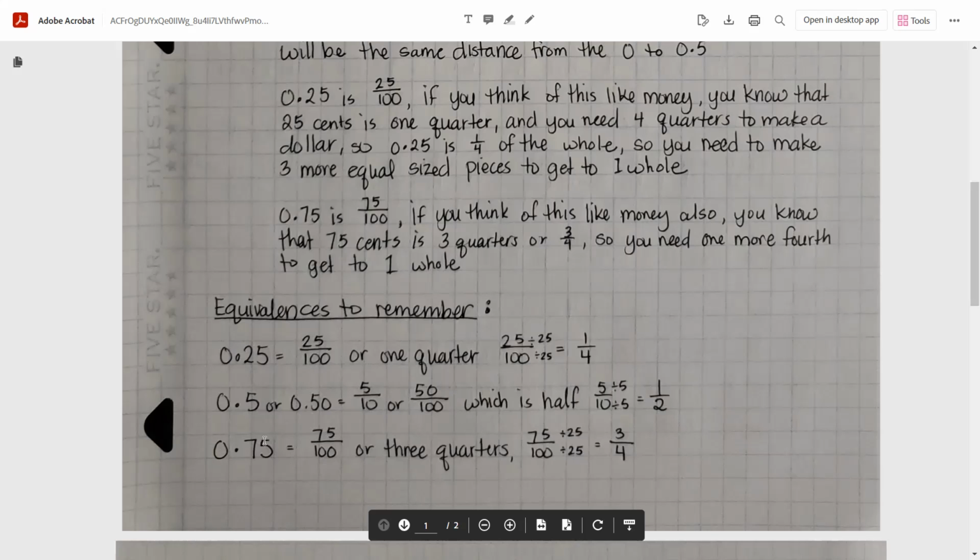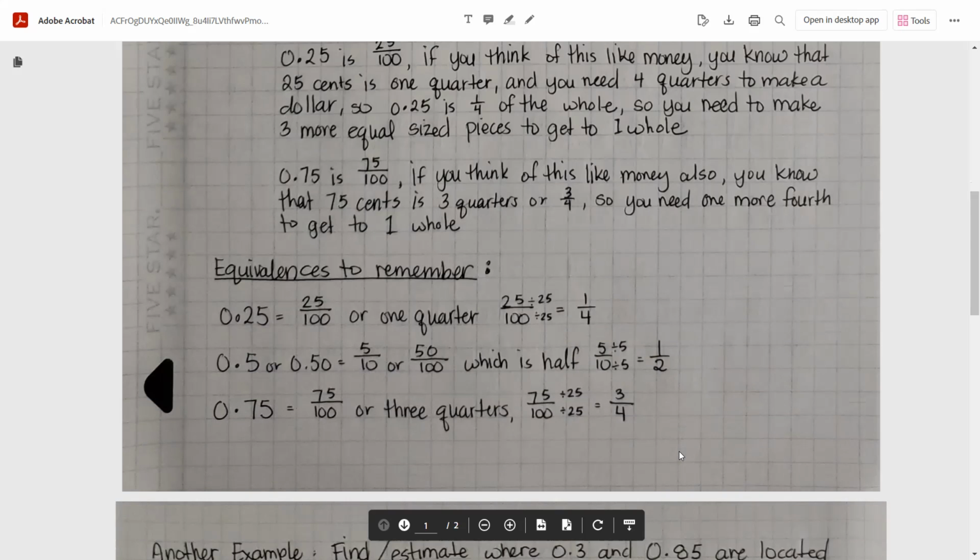And 0.75 or 75 hundredths is 3/4 of the way. We know this again because we can simplify this fraction. 75 and 100 are both multiples of 25. So I can divide numerator and denominator by 25. 75 divided by 25 is 3. 100 divided by 25 is 4. So 0.25 is 1/4 of the way. 0.5 or 0.50 is halfway. 0.75 is 3/4 of the way.